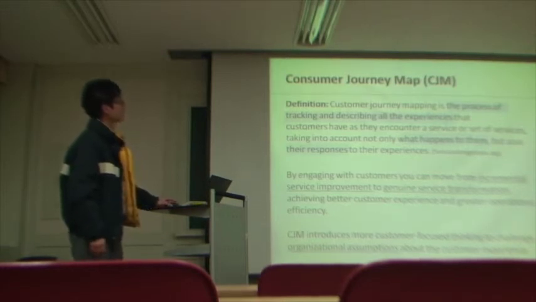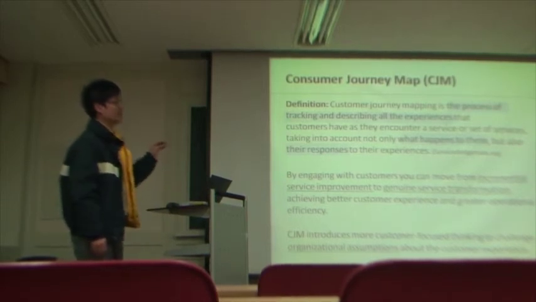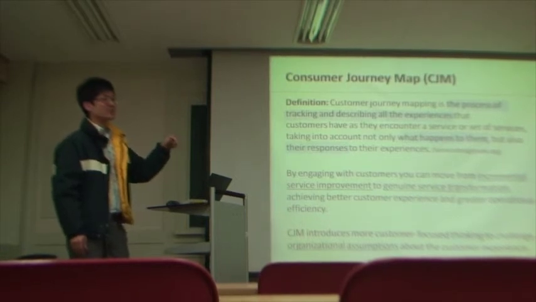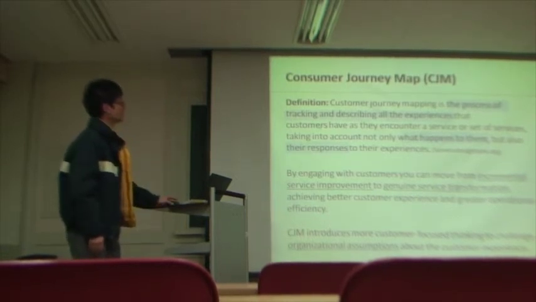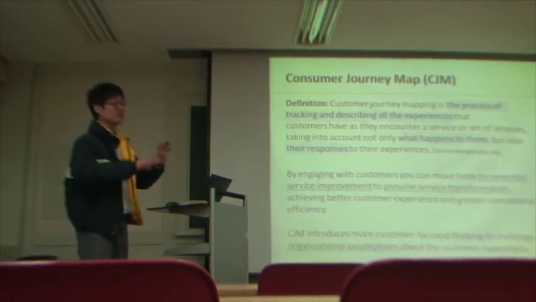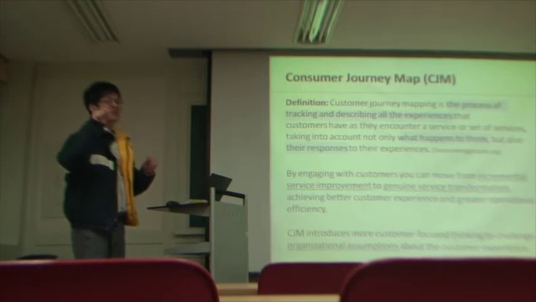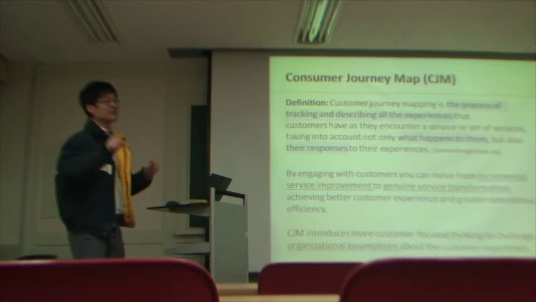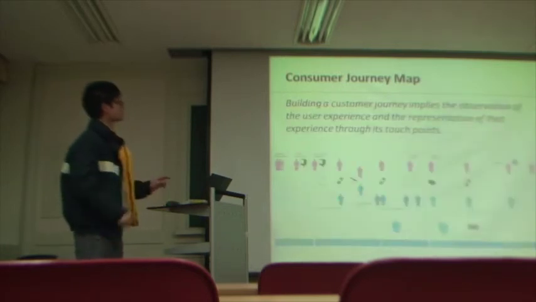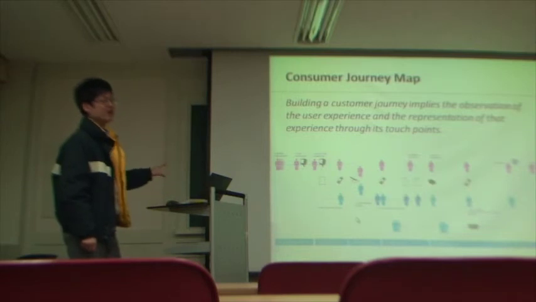So also, the consumer journey map does not only include information about what happened to a particular client. Sometimes the consumer journey will also include the client's responses, so that when we show the map, we see the problem areas, but we also see a short summary about what happened at that particular point. So again, this will be an example of a consumer journey map.